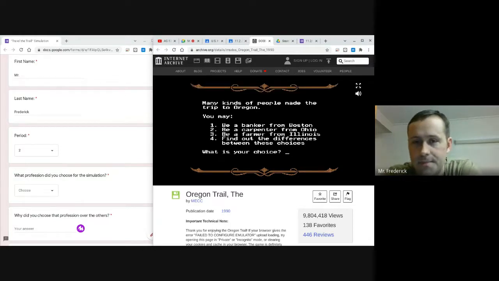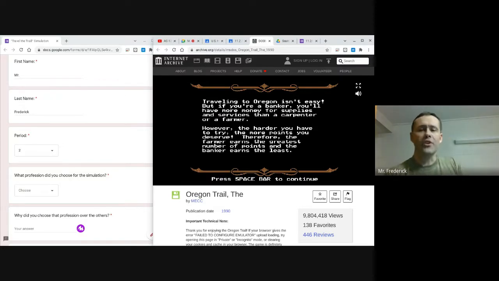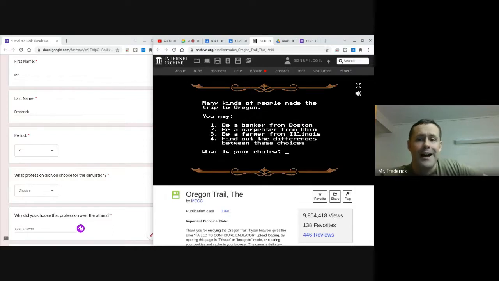So I've got a choice here. Many kinds of people made the trip to Oregon. You may be a banker from Boston, be a carpenter from Ohio, be a farmer from Illinois, or find out the differences between these choices. Let's try 4. Traveling to Oregon isn't easy, but if you're a banker, you'll have more money for supplies and services than a carpenter or a farmer. However, the harder you have to try, the more points you deserve. Therefore, the farmer earns the greatest number of points and the banker earns the least. I'm going to choose a carpenter. That's like the middle level of difficulty.